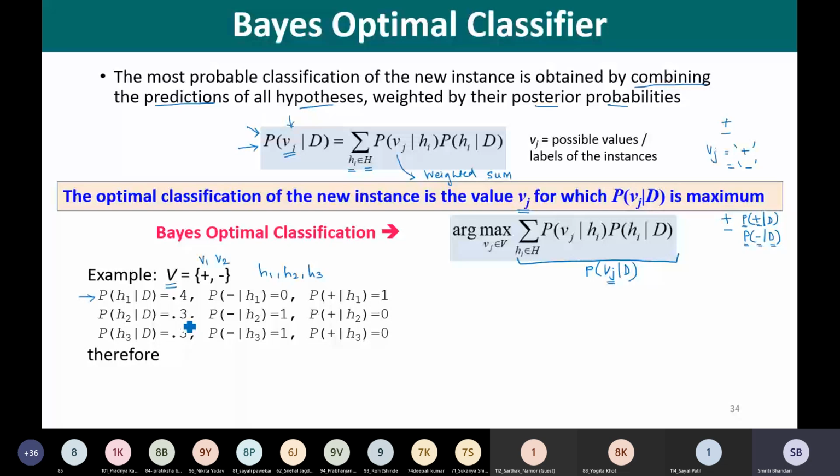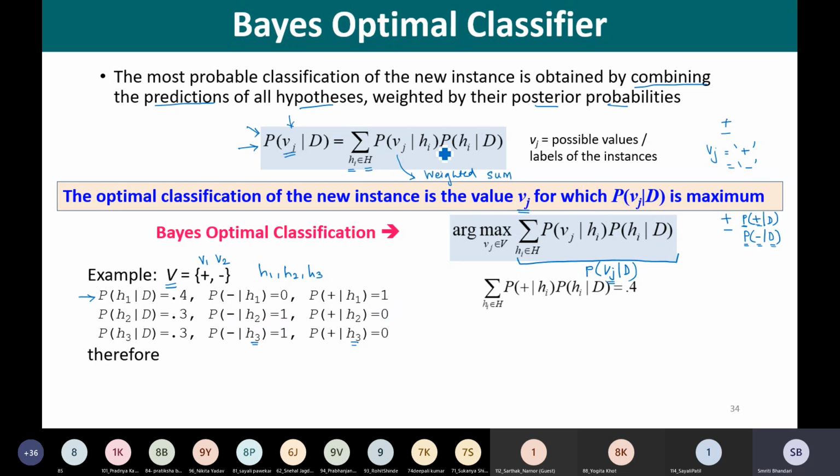Now, if I use hypothesis H1, then the probability that I get the negative class given H1 is 0, and the probability that I get the positive class given hypothesis H1 is 1. Similarly, the probability for negative given H2 is 1, the probability of positive given H2 is 0, and similar is the case for hypothesis H3. So this is the data available to us. By making use of Bayes optimal classification, we would like to classify the test sample.